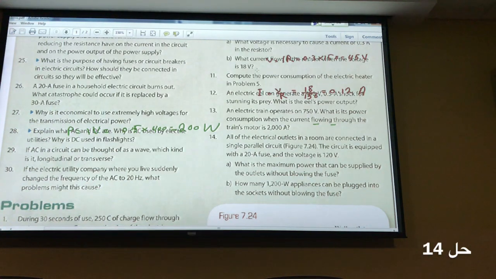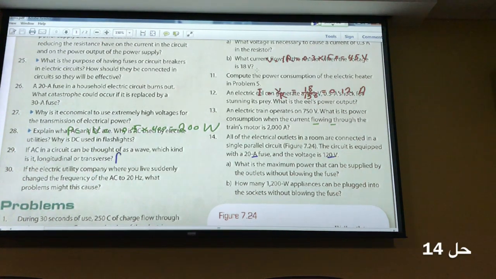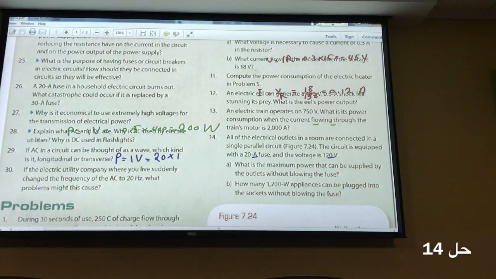What are the givens here? We have the volt and we have the current. He wants you to find the maximum power, so the power equals I multiplied by V. What is I? 20 multiplied by 120 equals 2,400. What's the unit?